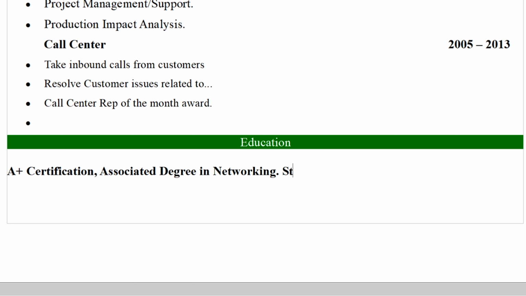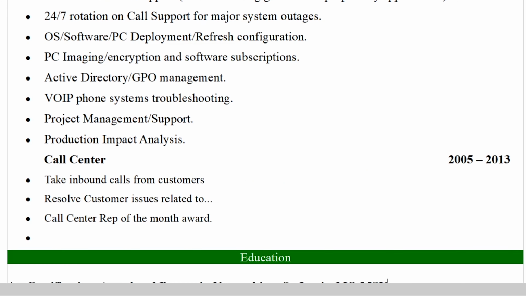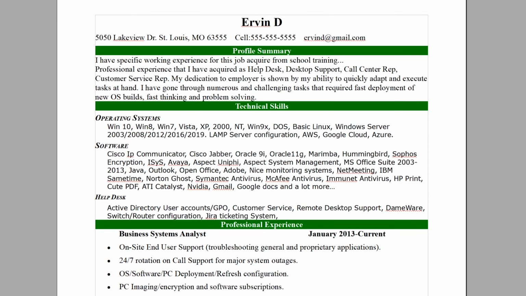So let's say St. Louis, Missouri, and then the name of the college, for example MSU, or whatever the name of the institution is, just list it there. This is very simple, the last thing. So guys, this is the template I've used to get many interviews and my current job as a business system analyst. So I hope this helps you.